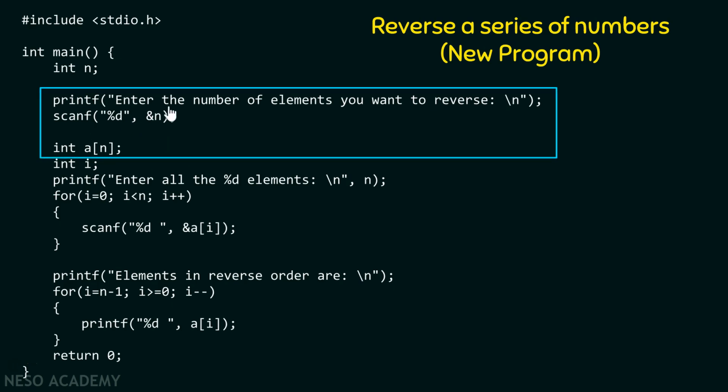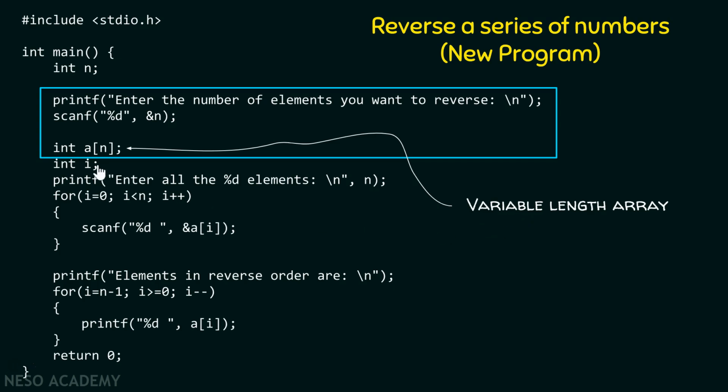Here I'm asking the user to enter the number of elements you want to reverse. Then the user will enter the number of elements and then I will specify these number of elements as the length of the array. This array is then called a variable length array. What does it mean? It simply means that the length of the array can vary according to the user. The user can specify its own length at the time of execution.